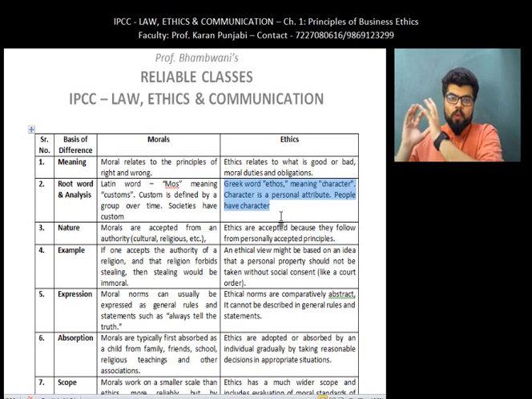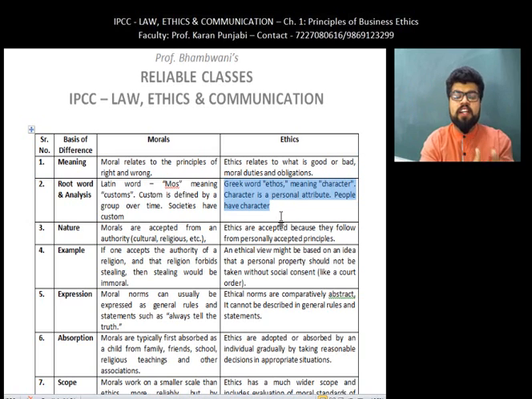So there are two things. One, it is character. Second is society. Things which are related with the society are morals, and things which are related to individual thinking, that is called ethics. Now let us understand what is the nature of morals and ethics.